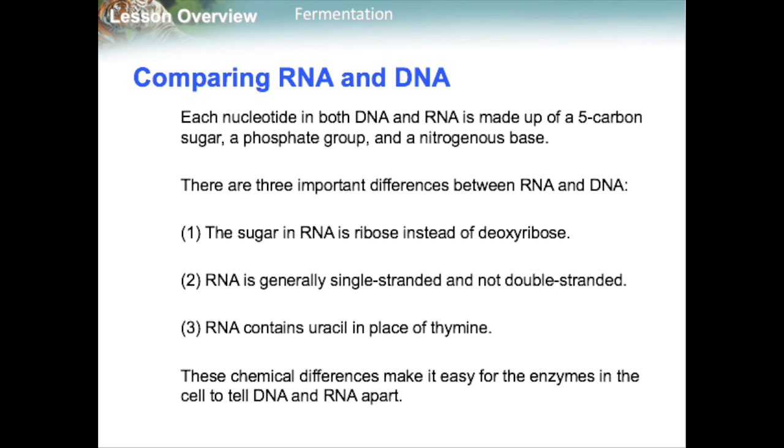1, the sugar in RNA is ribose instead of deoxyribose. 2, RNA is generally single-stranded, not double-stranded. And then RNA contains something called uracil instead of thymine. So there's no longer the nitrogenous base thymine. It's now called uracil.